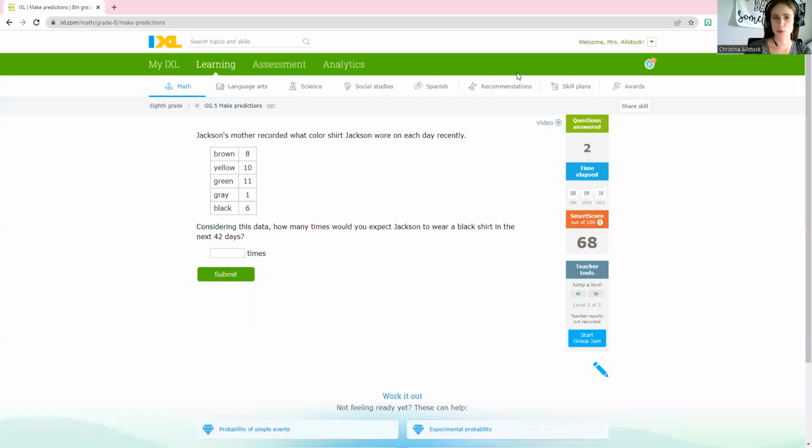All right, let's do a couple more problems. So Jackson's mother recorded what color shirt Jackson wore on each day recently. Considering this data, how many times would you expect Jackson to wear a black shirt in the next 42 days? All right, this one is very similar to the first question that we did, because we have experimental data that we're taking and making a prediction off of that.